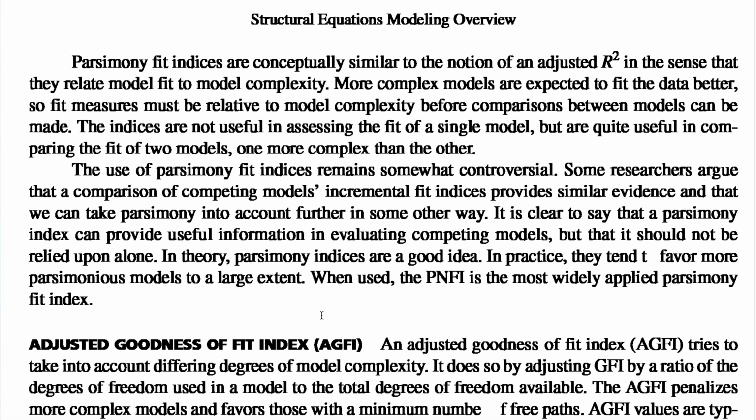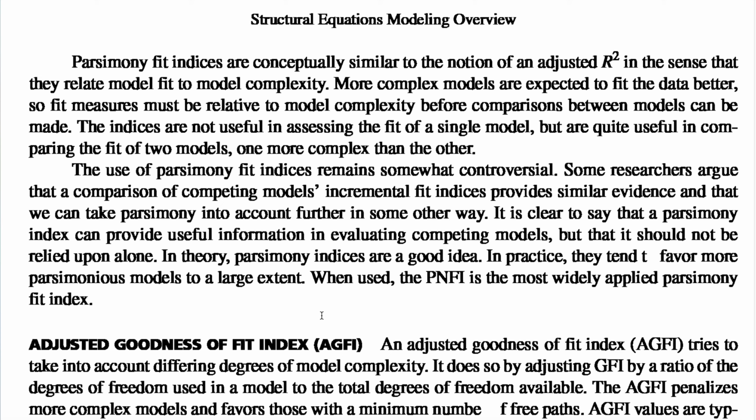Parsimony fit indices are conceptually similar to the notion of adjusted R-squared, in the sense that they relate model fit to model complexity. More complex models are expected to fit the data better, so fit measurements must be relative to model complexity before a comparison between models can be made. The indices are not useful in assessing the fit of a single model but are quite useful in comparing the fit of two or more models, one more complex than the other.